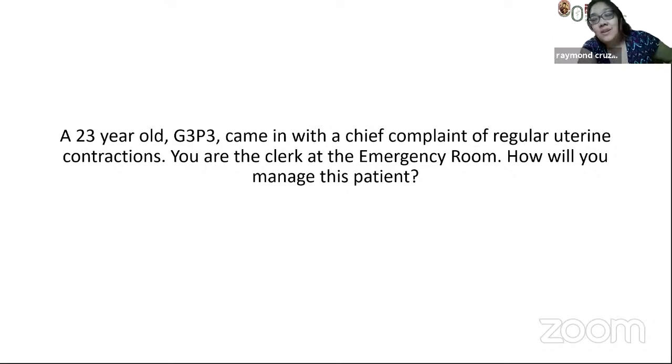Umbilicus is at how many weeks? Estimate. 22 weeks? 20 weeks? Up to 22 weeks, okay. And then at the xiphoid process of the sternum at 36 to 40 weeks. Okay. So at around 20 to 30 weeks, it more or less corresponds to your age of gestation.